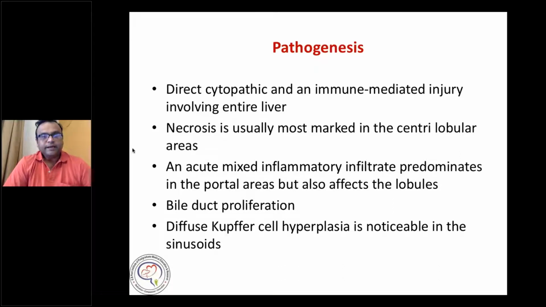There might or might not be bile duct proliferation, which basically means that the liver cells as well as the biliary epithelium are getting damaged. It also involves what are called Kupffer cells. Kupffer cells are important immunogenic cells in the liver, and they are the ones which present the antigen mostly to the liver, and this leads to generation of immune mediated injury.